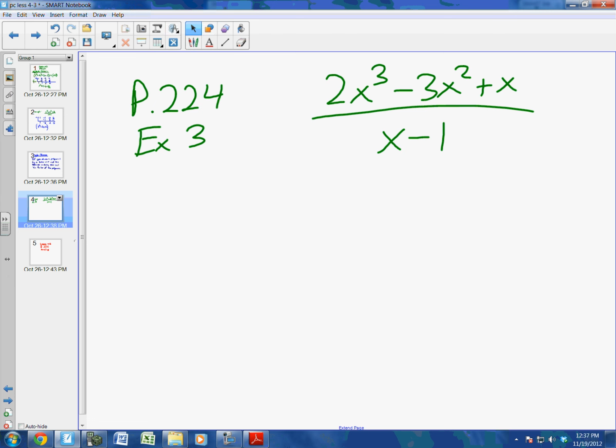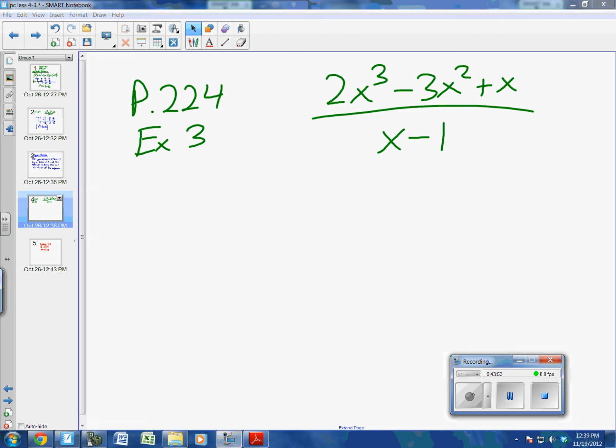2x cubed minus 3x squared plus x over x minus 1. I'm going to give you a second on this one, and then we'll go over it. All the remainder theorem is saying is if you divide a number, like an x minus 1 into this, whatever you come up with, your last number, that's your remainder. And if your remainder is 0, what does the factor theorem tell us? Then x minus 1 is a factor of it, right? So the question is, I want to know what the remainder of this is, and I want to know if x minus 1 is a factor of it. So we're going to divide this in here.